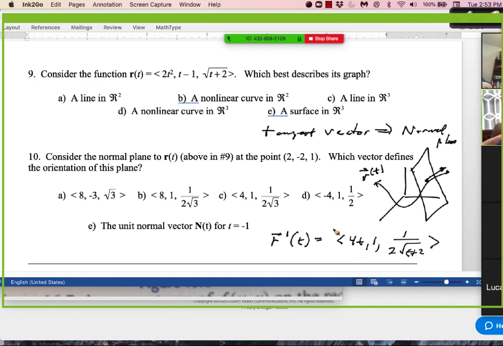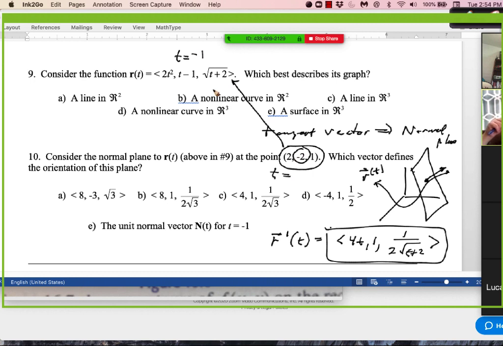So we need to know which vector this is for the t. So we need the t value for this point, right? We have this point, 2, negative 2, 1. To get the tangent vector, we need the t value corresponding to 2, negative 2, 1, so we can look up here. The easiest thing to look at is the y-coordinate. What t-value gives negative 2? That'd be t equals negative 1.